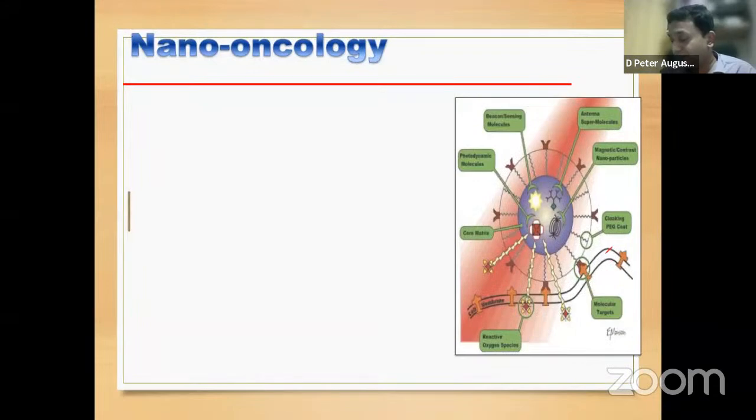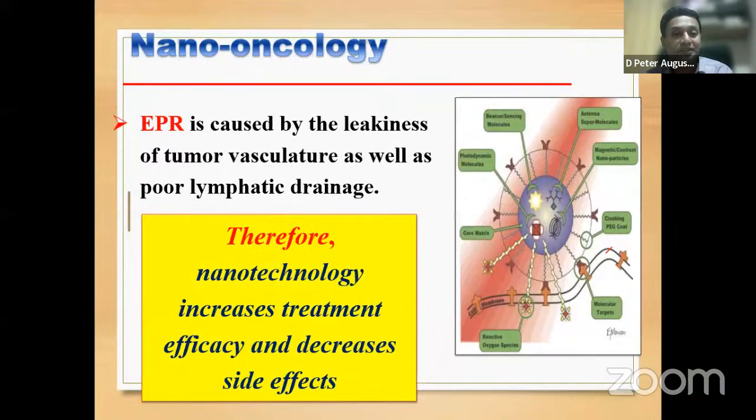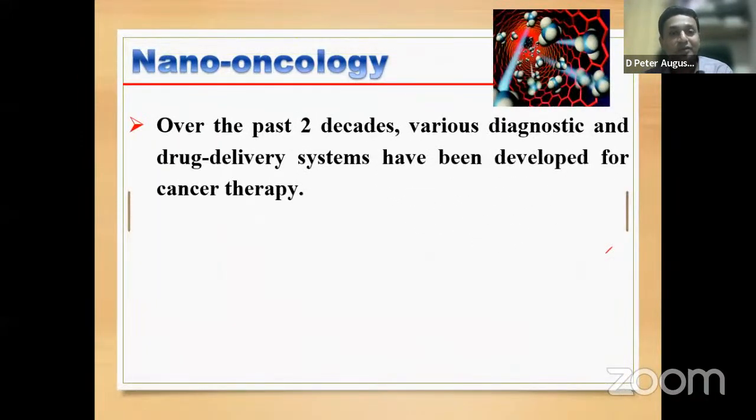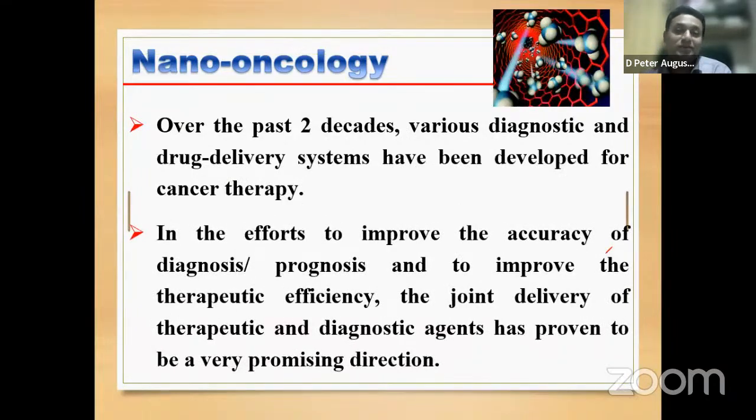Nano-oncology. EPR is caused by the leakiness of tumor vasculature as well as poor lymphatic drainage. Therefore, nanotechnology increases treatment efficacy and decreases side effects. Okay, in the past, various diagnostics and drug delivery systems have been developed for cancer therapy, for diagnosis and prognosis, to improve therapeutic efficiency.